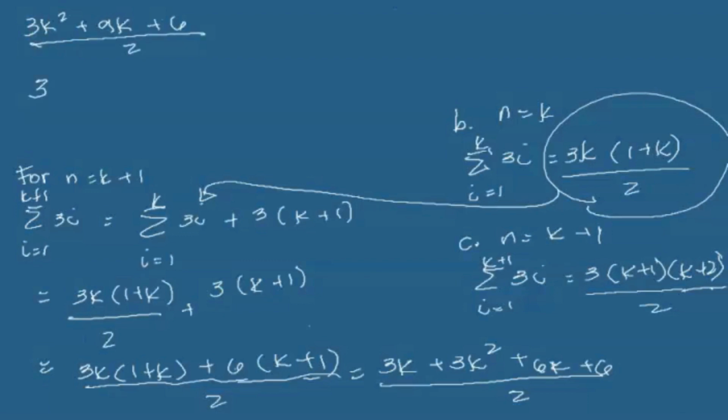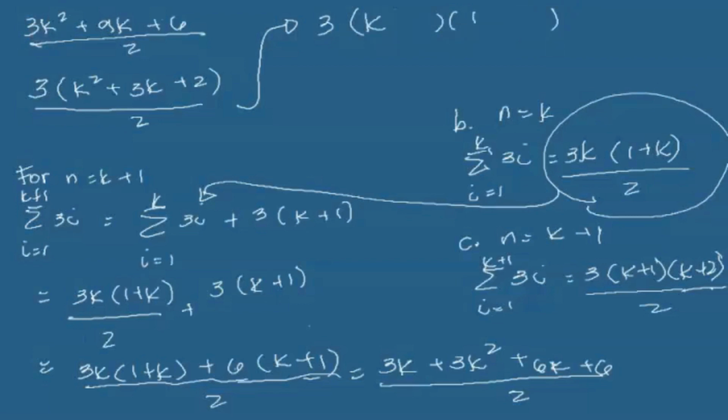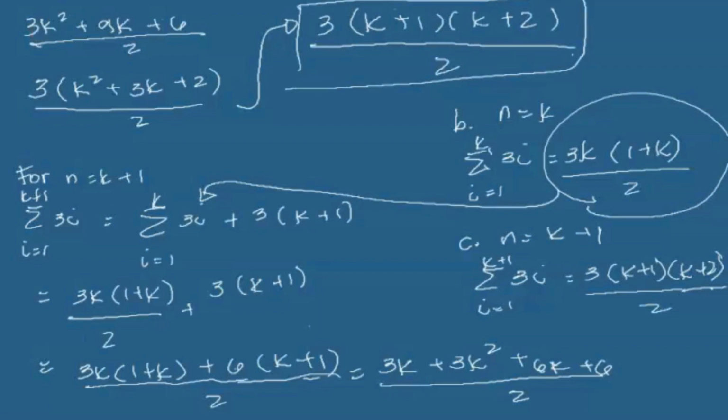Simplifying, factor out 3. Then we'll have (k squared plus 3k plus 2) over 2. And then let's factorize. So that would be 3 times (k plus 1)(k plus 2) over 2. And therefore, we prove by mathematical induction that this is true.